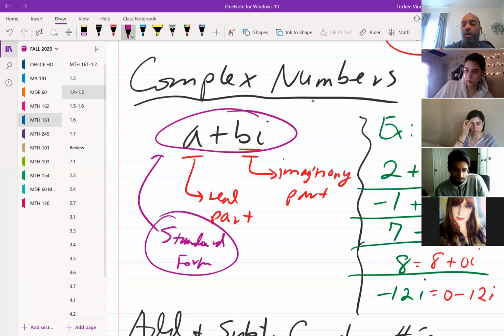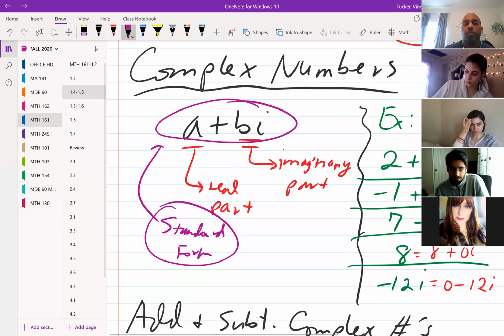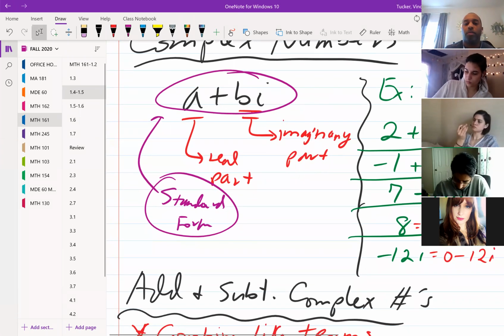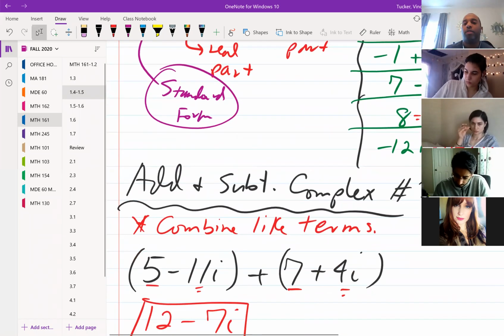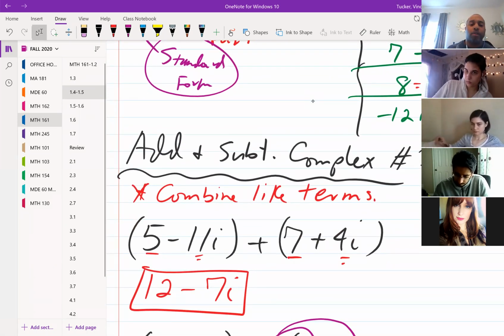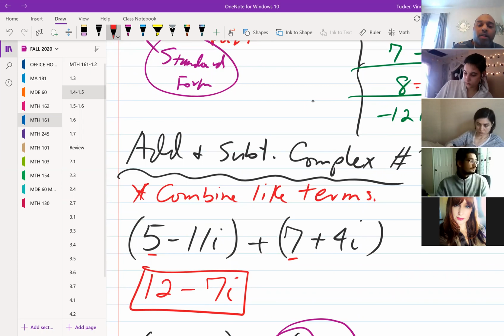So the next part is fairly simple if you remember combining your like terms. When you want to add and subtract complex numbers, that's all you will be doing, is combining like terms. So if you have 5 minus 11i plus 7 plus 4i, you're going to add 5 and 7, which will give you 12. So you're adding your reals to reals, imaginary to imaginary. And you have -11i, positive 4i. That will give you -7i.